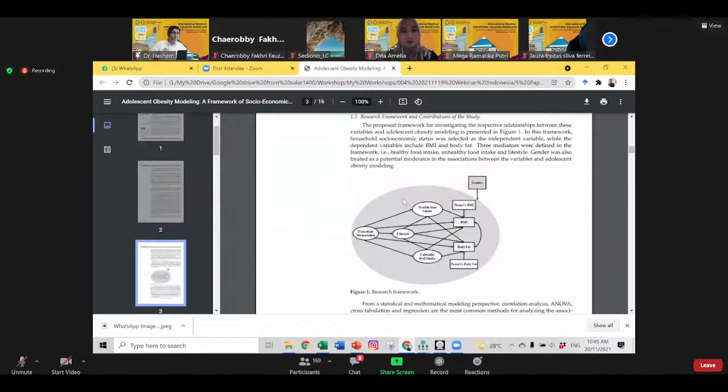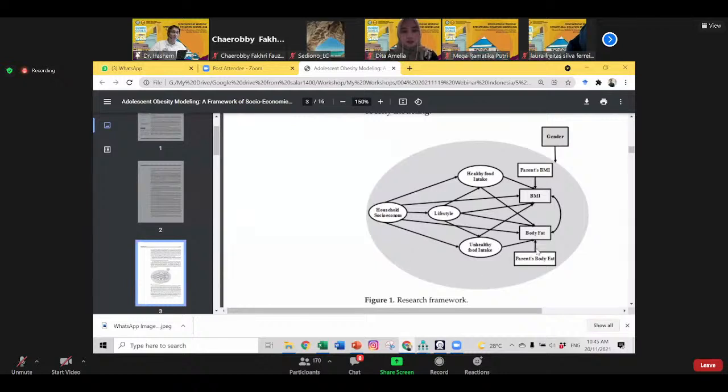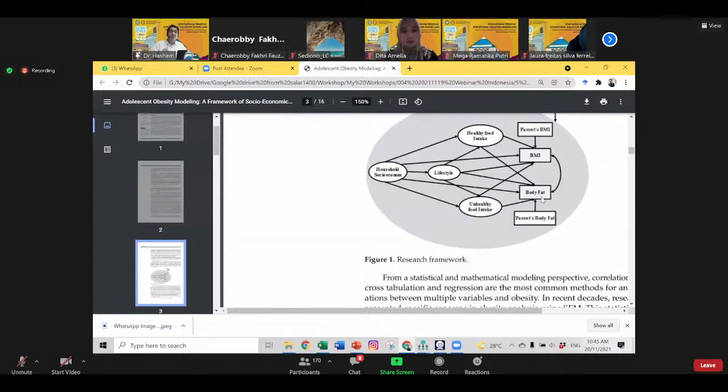Normally I advise my students to have a moderator and a mediator. You can see it here. One of the contributions of this paper, I put that there is a correlation between BMI and body fat, right? And the journal approved it. So my main contribution is the framework.